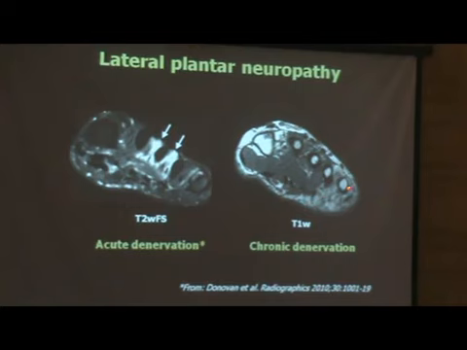And this is a more chronic denervation pattern of lateral plantar neuropathy. As you can see here, important atrophy of the interosseous muscle at the fourth space, as well as atrophy of the abductor digiti minimi and adductor digiti minimi muscles.